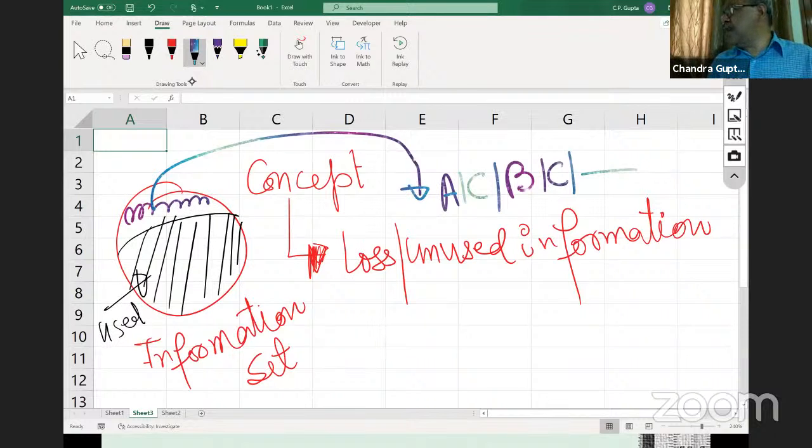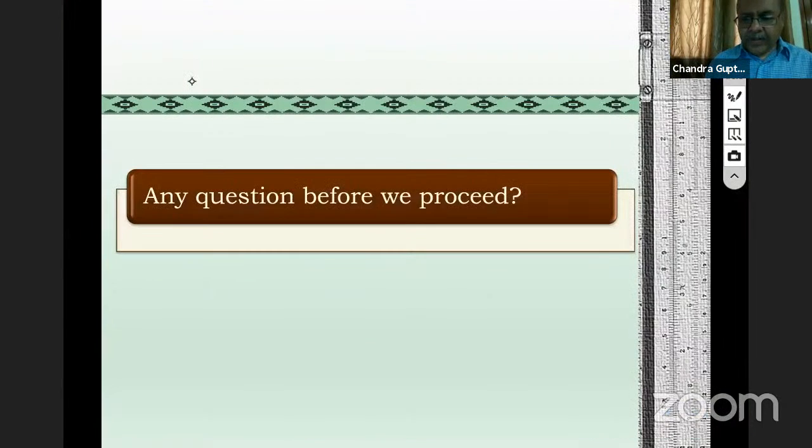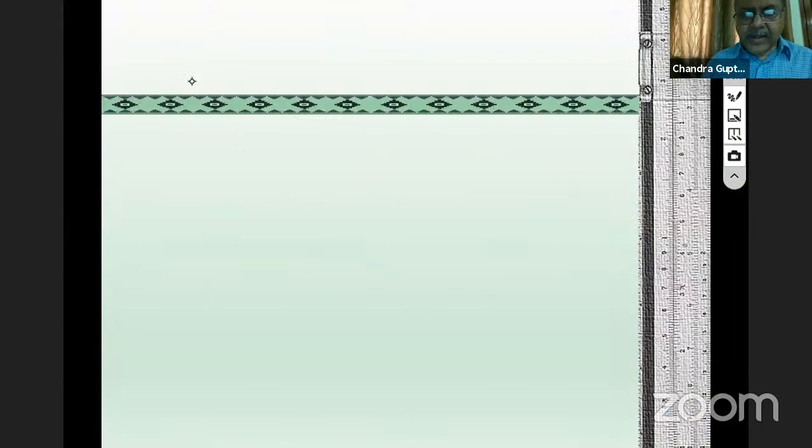Prateek ji, in a way, you can call it a loss function, but a loss of information. And those who are aware, information is measured in terms of entropy. Most of them are based on the entropy concept. Okay, great. Let's see what next.